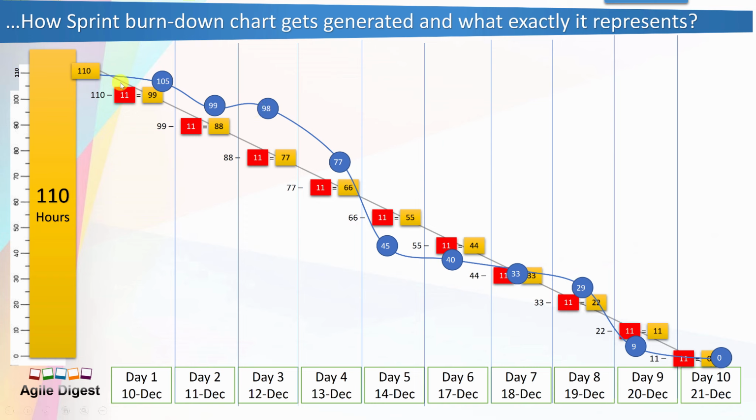So this is your actual line, whatever the actual hours remaining at the end of the day based on whatever the team has updated on their remaining tasks. So every day they are updating their task remaining hours, or they are logging some hours. That ALM tool is calculating the remaining hours based on that, and it's calculating for you. So this is how your burndown charts calculate.